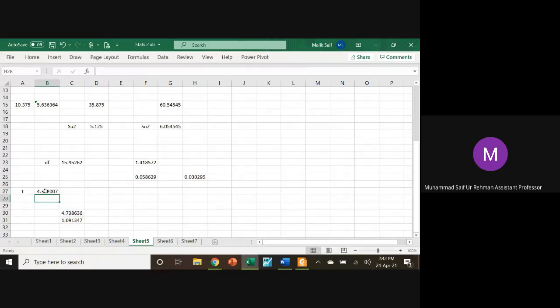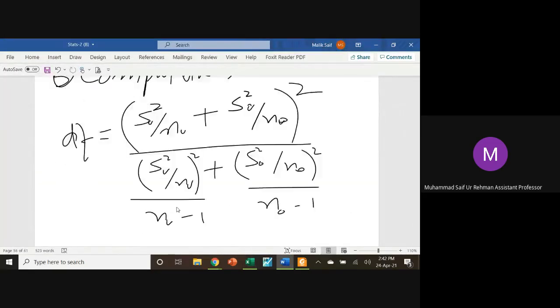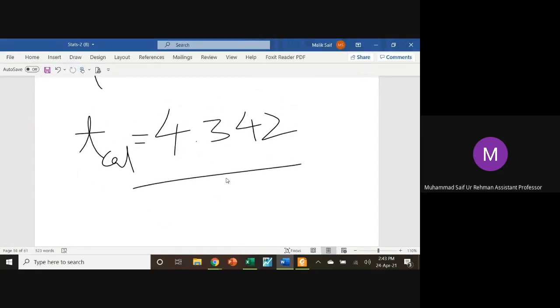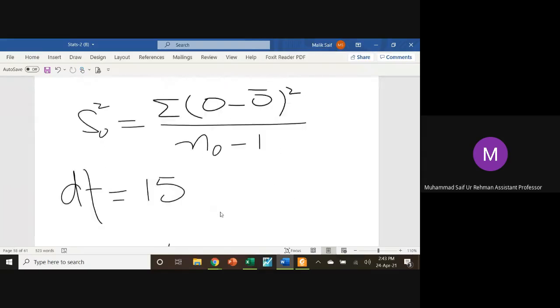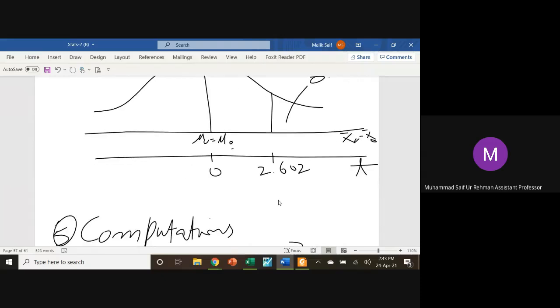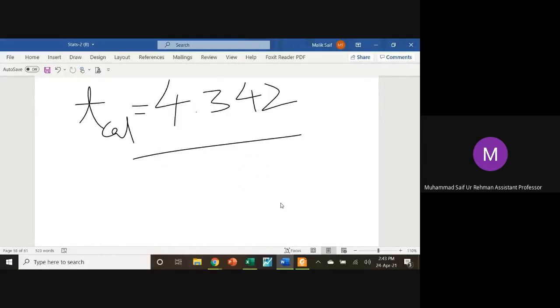The answer is 4.342. So what is this? This is your calculated value, 4.342. Fine. So this value is larger than this value. So what will you do? You will reject H naught. You write down over here that the calculated value has exceeded the critical or tabulated value of t, so we would reject H naught.